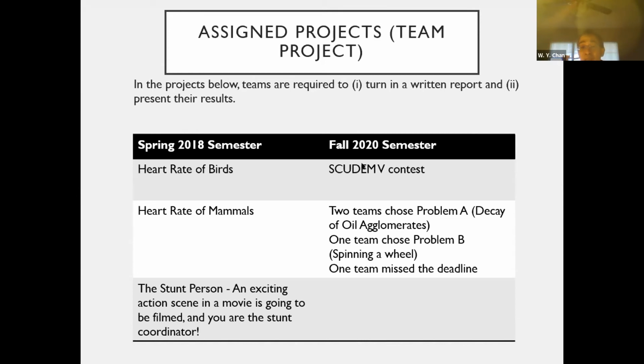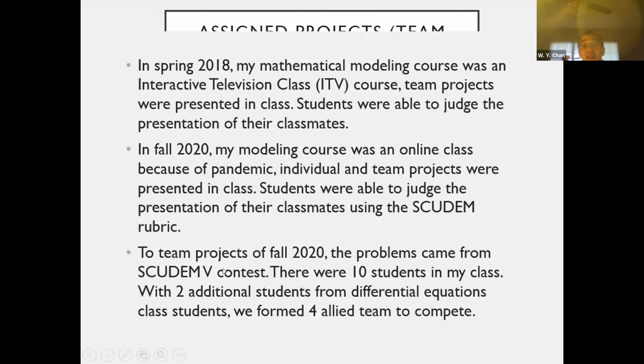But in 2020, a few months ago, some of our students joined the school team contest. They were excited about that work. We have 2 teams that chose problem A, and 1 team chose problem B. Unfortunately, 1 team was not able to make the deadline. So there were some challenges for them. But let me share a little bit more about how my classes are delivered in this course.